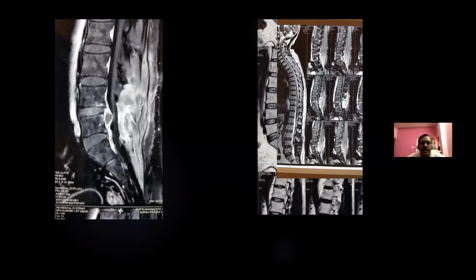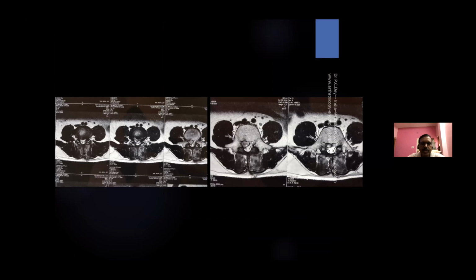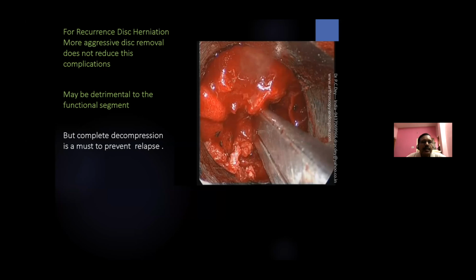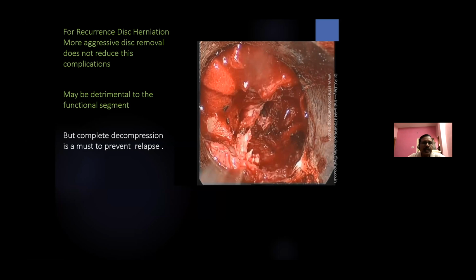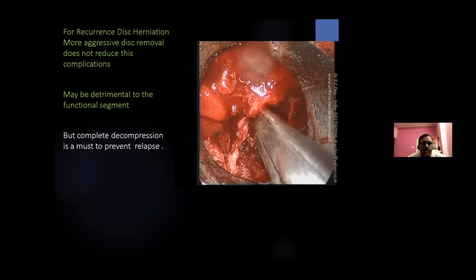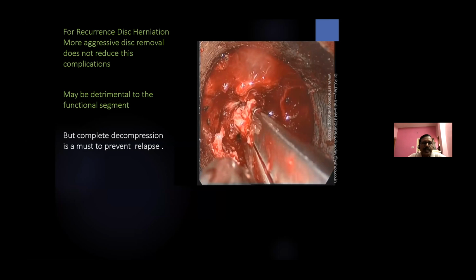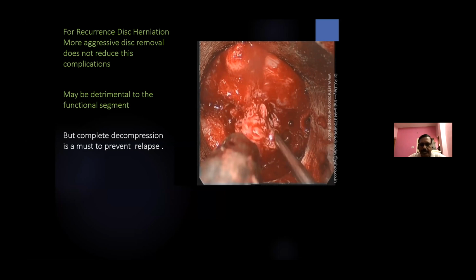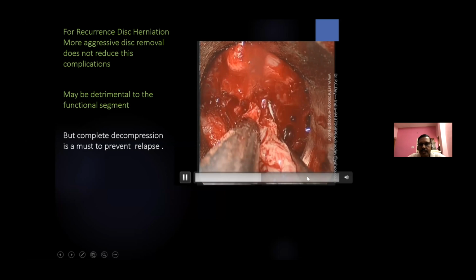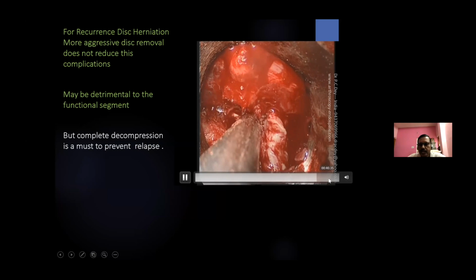So this was the MRI we did with contrast, and it confirmed a disc at the same level, L4, L5, compressing the right side again. We planned recurrent disc surgery with the help of the stenting technique. This video shows an almost never-ending process. We were just trying to remove the disc and it kept coming continuously. In recurrent disc herniation, more aggressive disc removal does not reduce these complications and may be detrimental to the functional segment, but complete decompression is a must to prevent relapse. It is almost a never-ending process, but it is a huge amount of disc we removed.